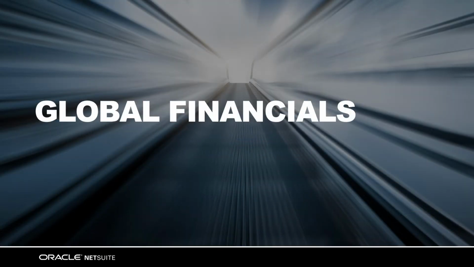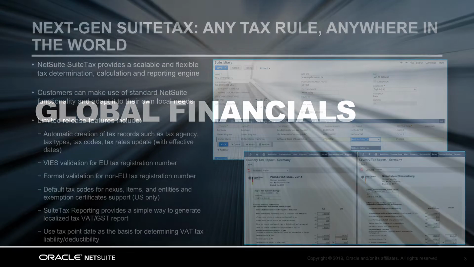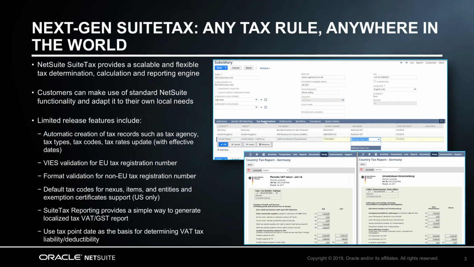As we continue to deliver more global financial capabilities, let me cover some of the highlights in this release. With the 19.1 release, we're introducing our next-gen tax engine, SuiteTax, in a limited release, which provides a new tax API that will enable customers to comply with different tax requirements across the globe. SuiteTax will enable companies to determine, calculate, and report sales tax, value-added tax or VAT, and goods and services tax or GST for many geographies including USA, China, and India.